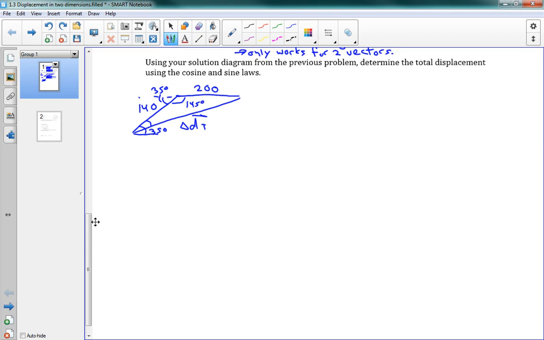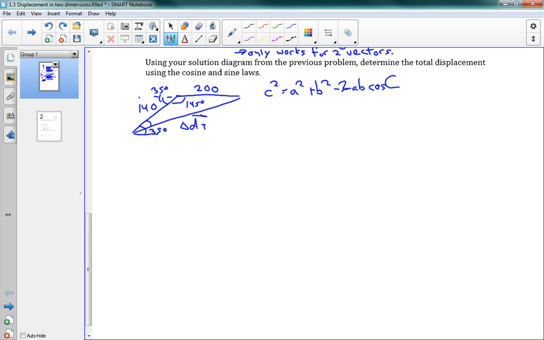And now we have enough information to solve this triangle because we have two sides and the angle in between them. So we can use the cosine law. Hopefully you remember the cosine law from your other math classes. It looks something like, we'll say this here, c squared equals a squared plus b squared minus 2ab cosine of the angle c.